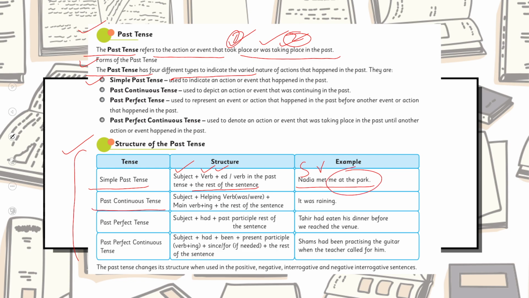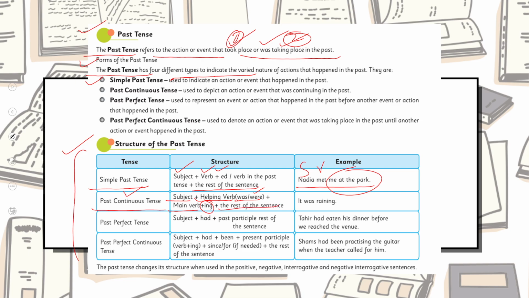Past continuous. It means we have to put ing. Subject, plus the helping verb, was or were, according to the subject. If it is singular, if you're referring to the first person, then you do was, and if it is someone else, or in the plural form, it depends upon the kind of subject. Plus your main verb, plus ing, because we are talking about continuous, plus the rest of the sentence.